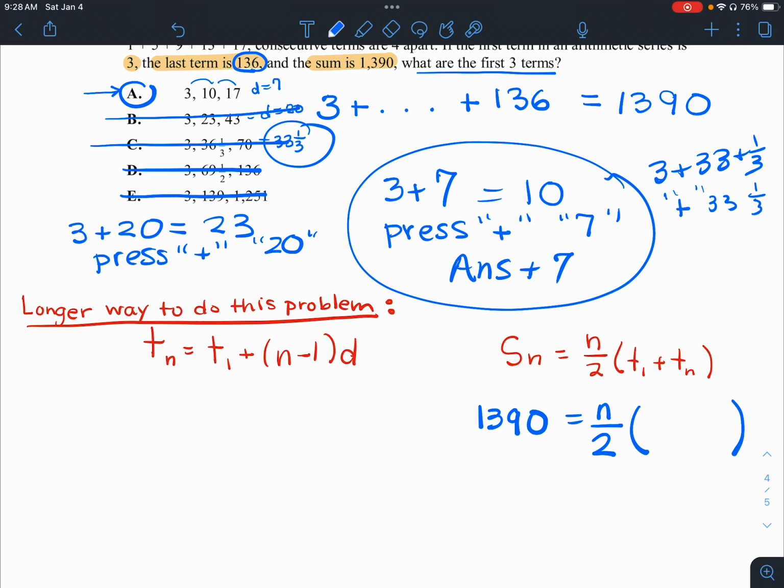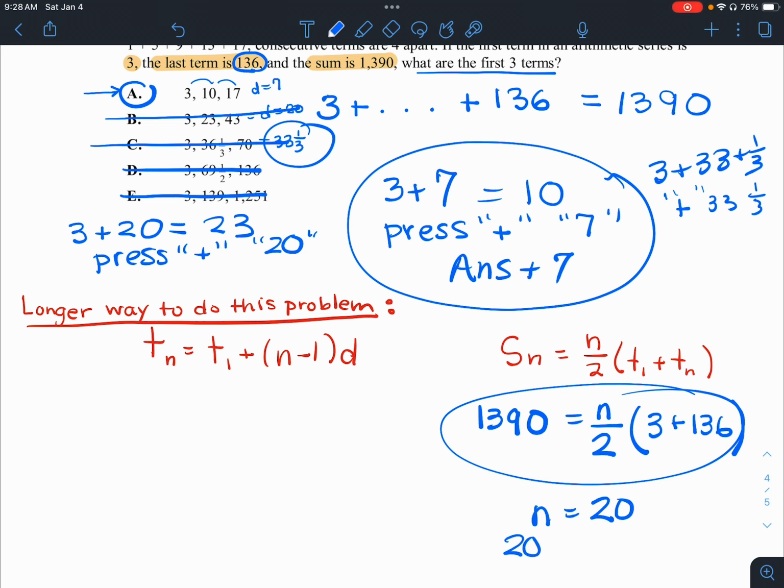Okay, so what I don't know in this formula right here is n. But I do know the first term. That's 3. And for this t sub n right here, I'm going to plug in the last term. I know that's 136. If I go through and solve this for n, and I'm not going to go through the algebra, n comes out to be 20. That tells me that there are 20 terms in this sequence. Okay, there are 20 terms in the sequence.